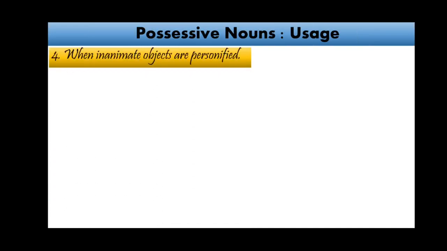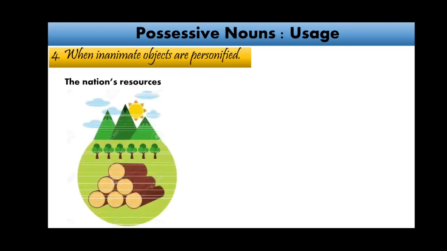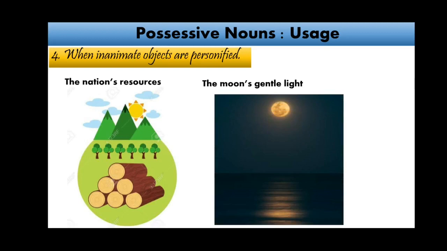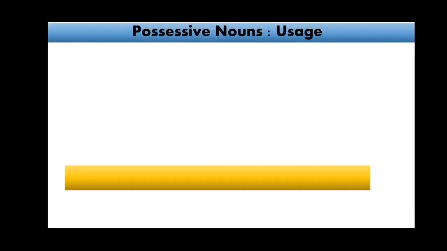My next point is when inanimate objects are personified, when non-living things are shown as human beings. Are you getting it? When non-living things are shown as human beings, then we are using possessive noun. The nation's resources. Yes, they are personified. Second example shows the moon's gentle light. There also personification is shown, plus we are using that inanimate object as possessive noun. Let's have a look at the fifth point.